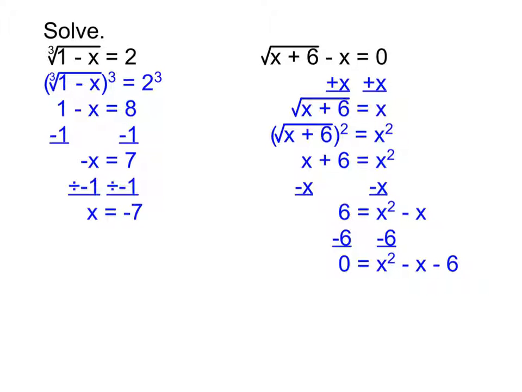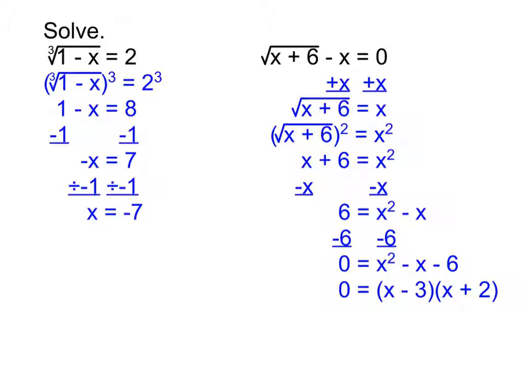All right, now that we've gotten to here, now we can decide if we're going to use factoring or the quadratic formula. And remember, if you can factor it, do so, because it's going to be a lot easier doing it that way than having to go through the whole quadratic formula. So, is this one factorable? In other words, are there two numbers that add to negative 1 and multiply to negative 6? Yes, there is.